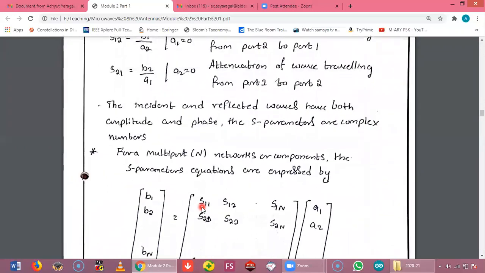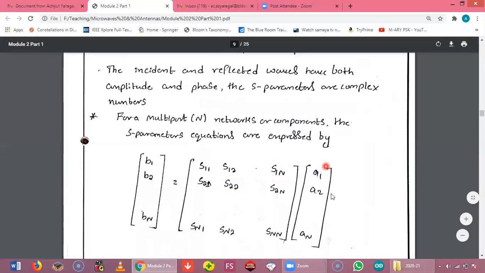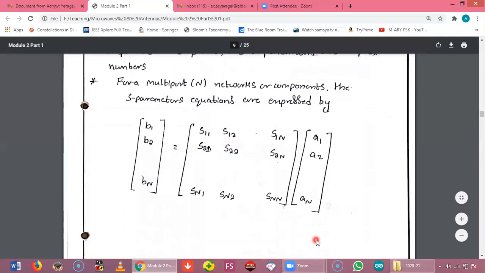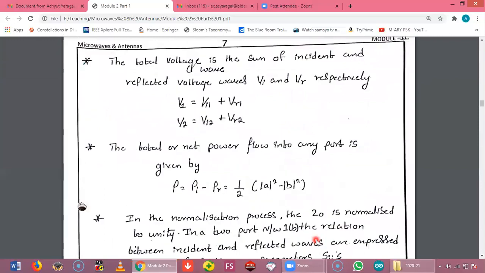Then how exactly can this be expressed? The S parameter equations are expressed in matrix form: B1 to Bn equals the S matrix, S11, S1n, S21 and so on, multiplied by A1, A2 to An. This is how we represent the S matrix, or scattering parameters.